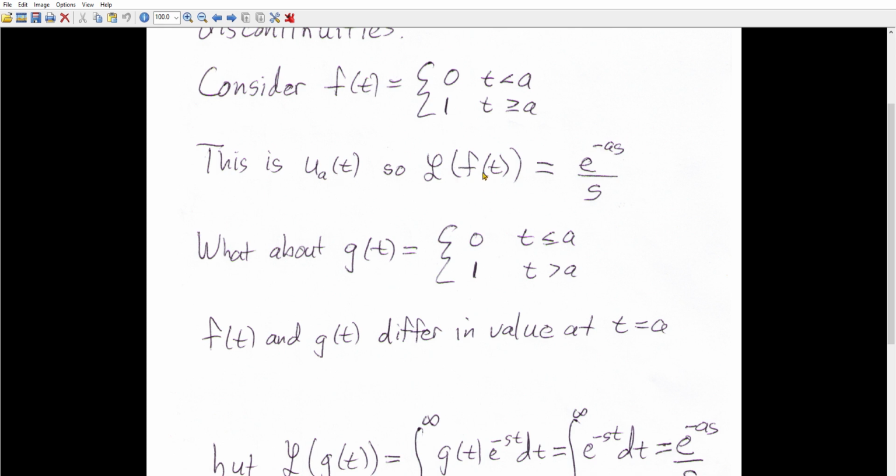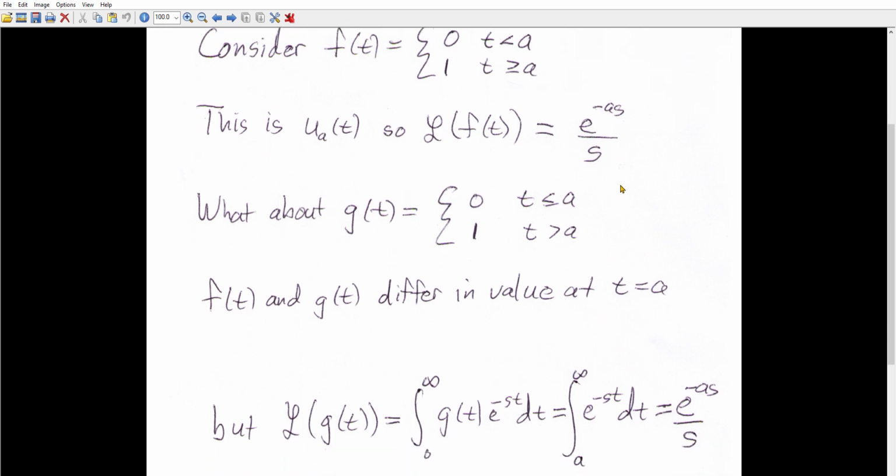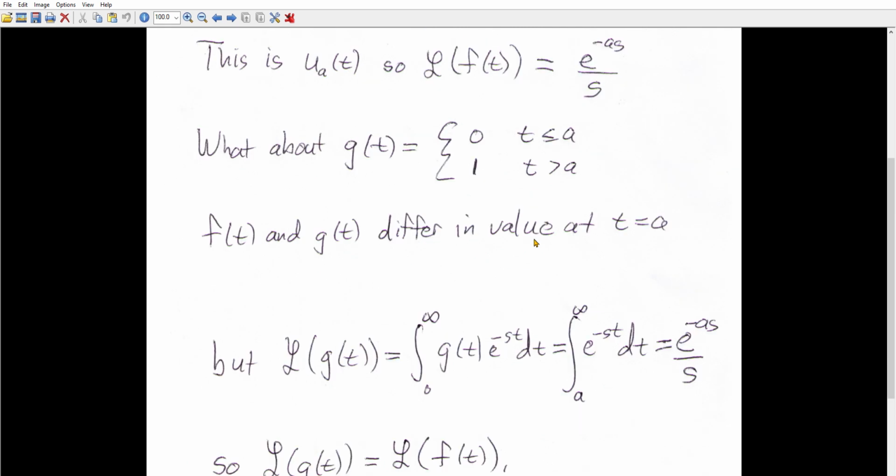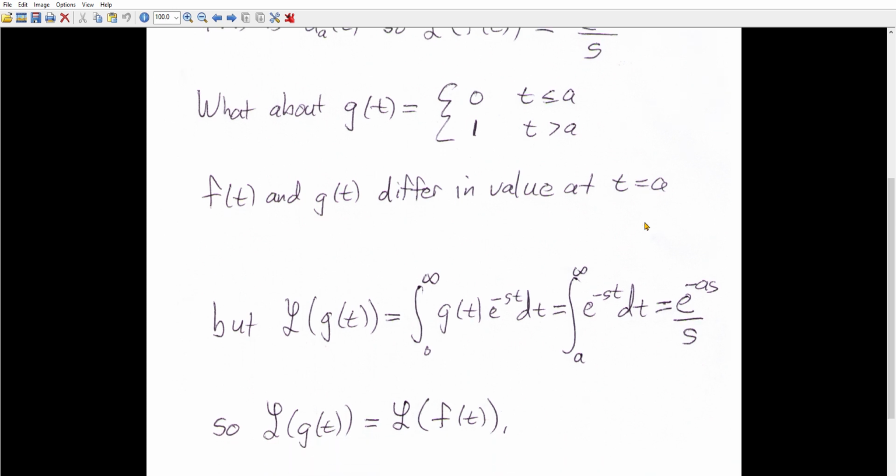We've Laplace transformed this before. It's e to the minus as over s. Now let's look at a very closely related function. It's 0 when t is less than or equal to a, and 1 when t is bigger than a. F of t and g of t differ in value at t equals a, but no place else.